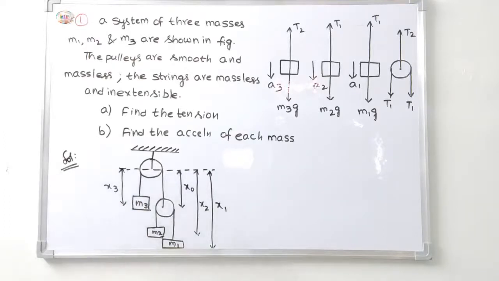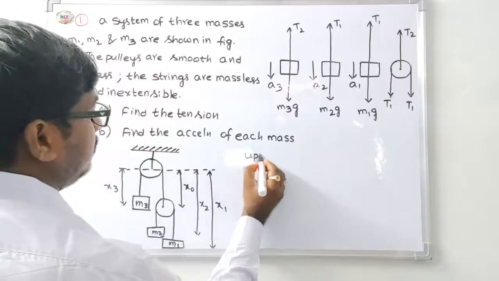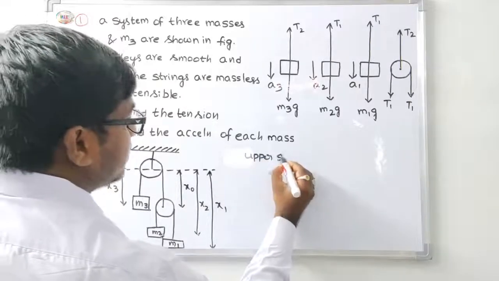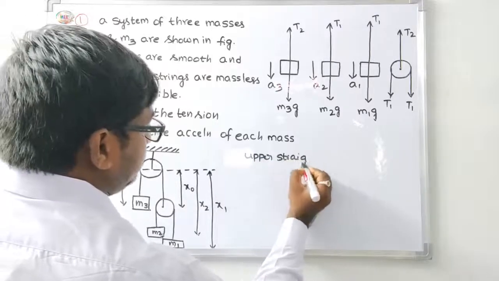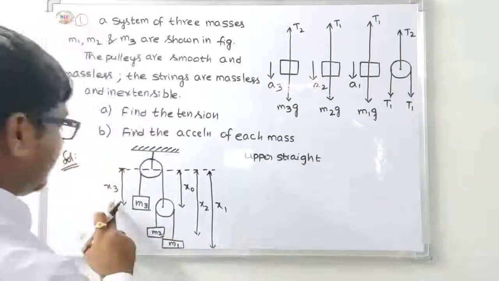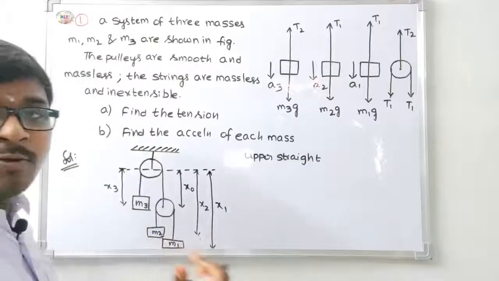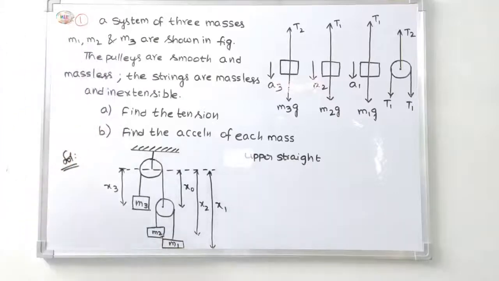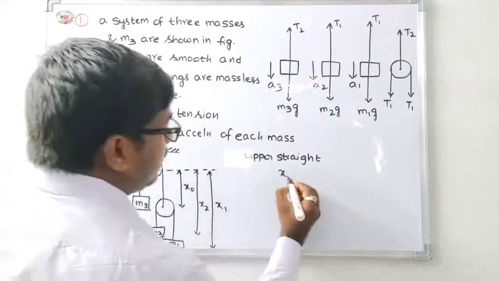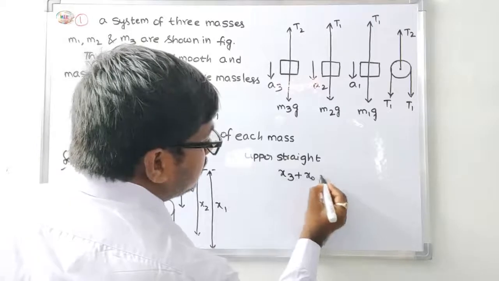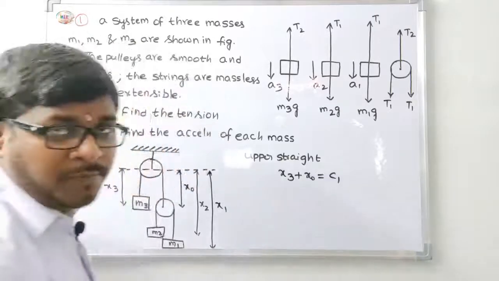The number of equations is 4. The constraint relation among accelerations can be obtained as follows. First take the upper string. In this figure, the upper string gives x0 plus x3 is equal to c1.